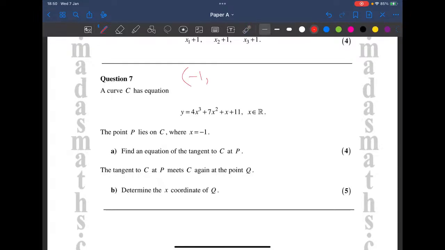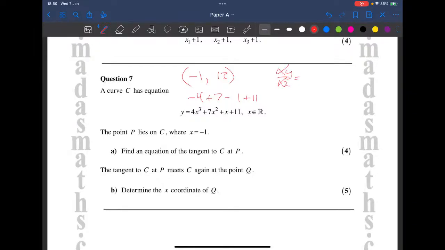If we plug in the value of minus 1, like I said earlier, you're going to alternate positive and negative with the coefficients. Leading power is cubed. Minus 1 cubed is negative. So it's going to be minus 4, and then positive 7, minus 1, positive 11. So let's add these as we go. That's 3, that's 2, that's going to be 13. The next thing we need to do is differentiate. So find dy dx.